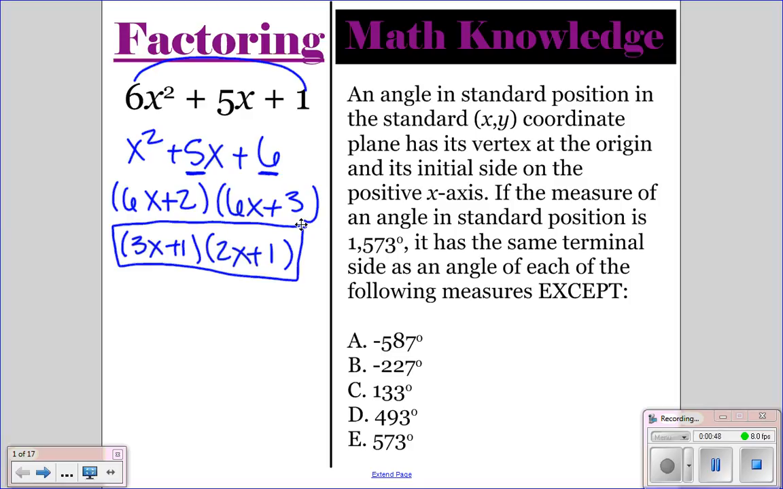For the math knowledge question, we have an angle that's on the coordinate plane, the vertex is at the origin, and the initial side is on the positive x-axis. So we've got some angle here, and I'm just drawing it in the first quadrant. But there's our angle. We don't know what it is. It may not be in the first quadrant. We're not so worried about that right now. It tells us that in standard position, it is 1573, and it wants to know which of these other angles are the same as that one. And so it's going to be all of them are the same except for one of them.